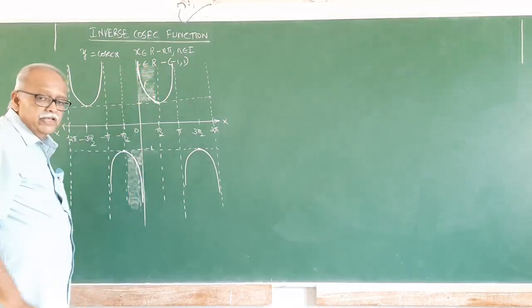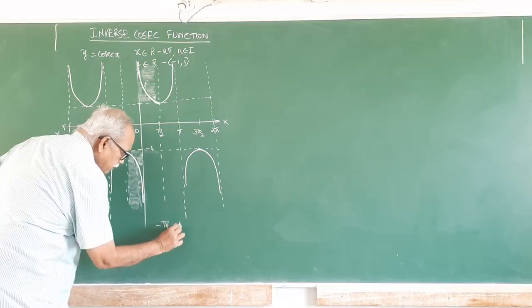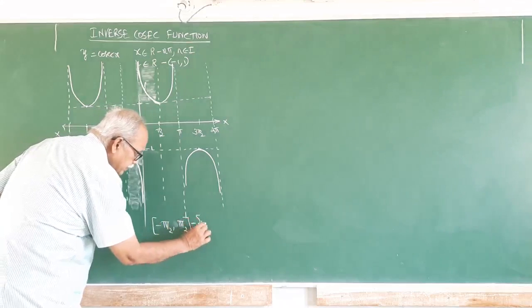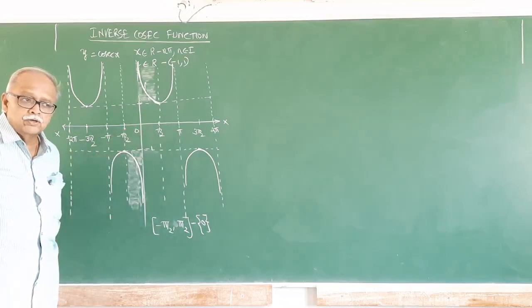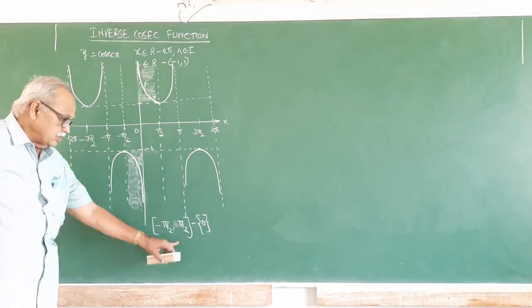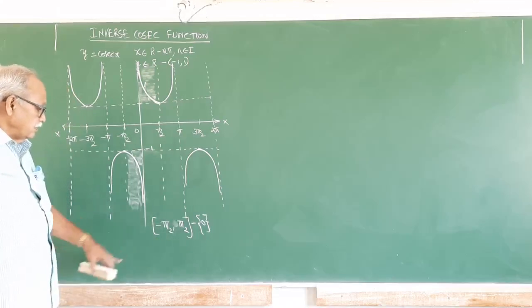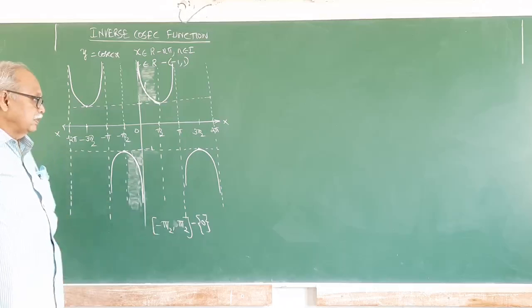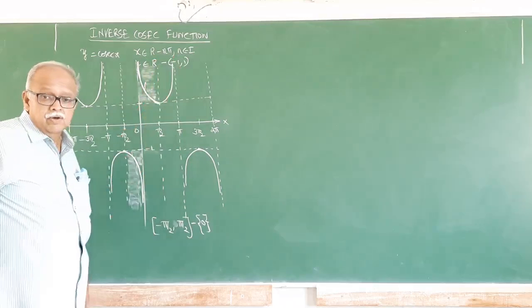So cosecant x behaves as a 1-to-1 and onto function in the interval minus pi by 2 comma pi by 2, square bracket. But in this we have to remove 0. 0 is in between minus pi by 2 and pi by 2. What is cosecant 0? Cosecant 0 is infinity. So we have to remove this. Domain for cosecant x is this, and the range is R minus (-1, 1).